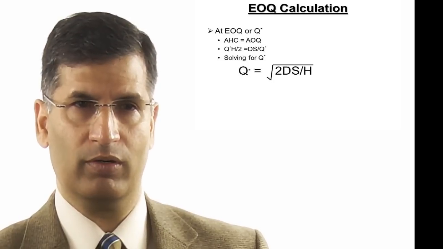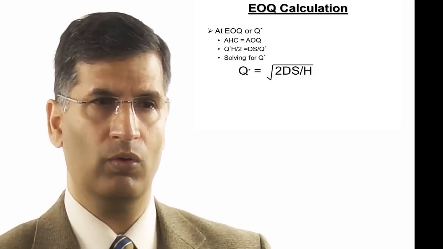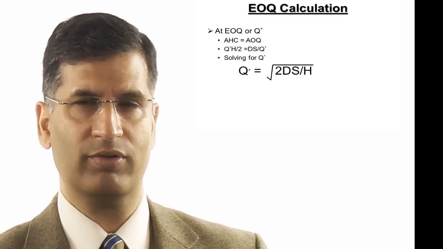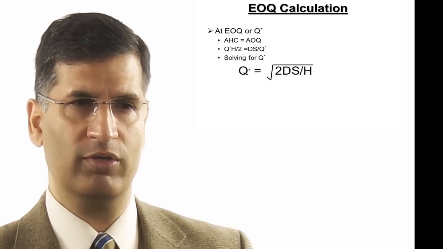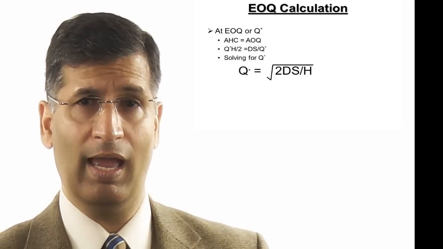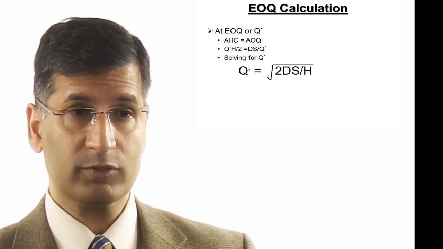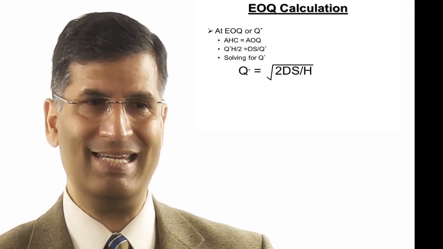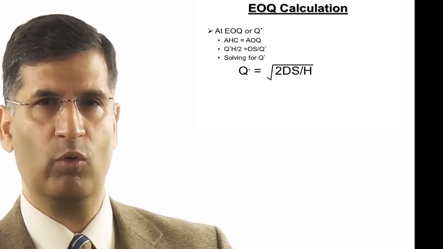We can figure out the optimum Q. How? At optimum Q, at the special Q, annual holding cost and annual ordering cost are equal. So we set up QH by 2 is equal to DS over Q and rearrange the terms and solve for Q algebraically, which will give you Q is equal to the square root of 2DS over H. That's how you figure out the optimum quantity.